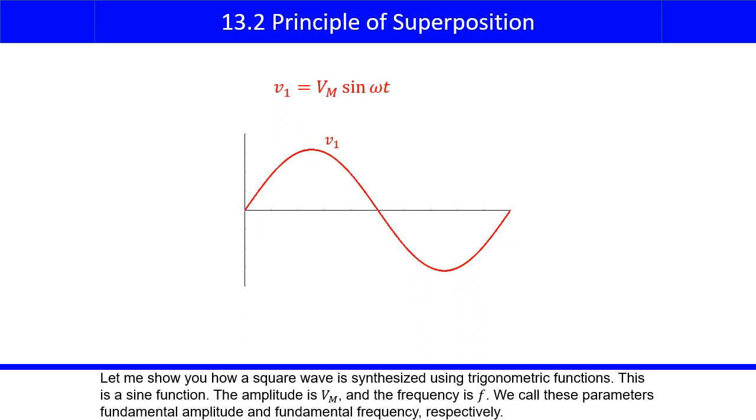Let me show you how a square wave is synthesized using trigonometric functions. This is a sine function. The amplitude is Vm, and the frequency is f. We call these parameters fundamental amplitude and fundamental frequency respectively.